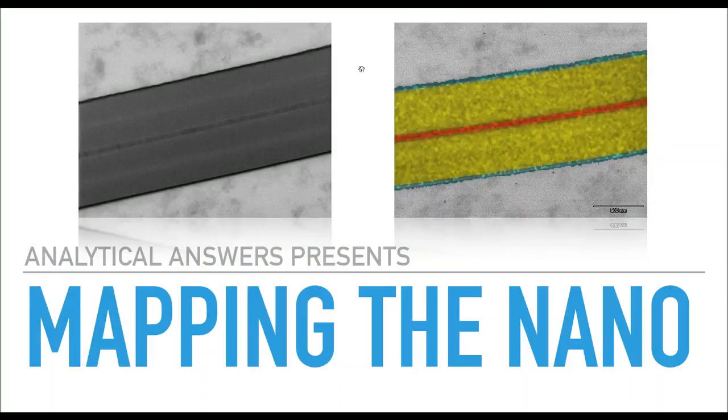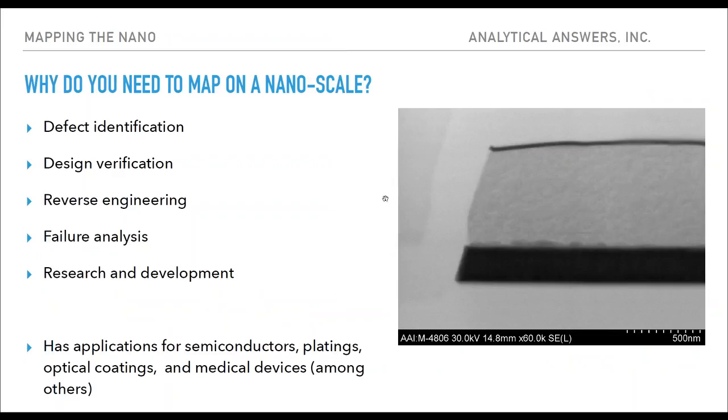Today, as the title says, we're going to be talking about mapping the nano. I hope many of you were able to see my webinar last week for mapping in minutes. In that one, I covered a lot of the basics of spectral imaging and how it can help you solve materials problems. I will gloss over some of those basics because we have a lot to cover today in this webinar, and so let us begin.